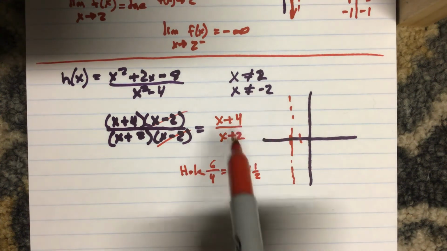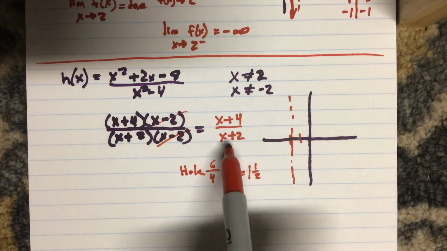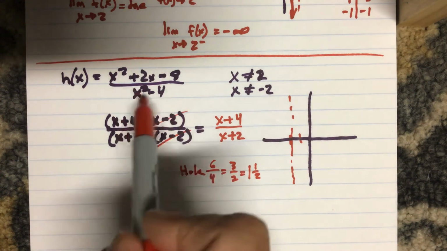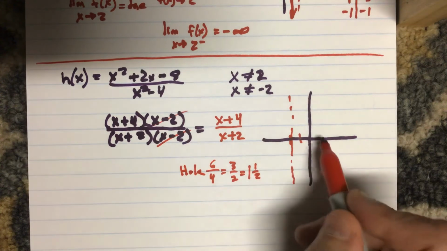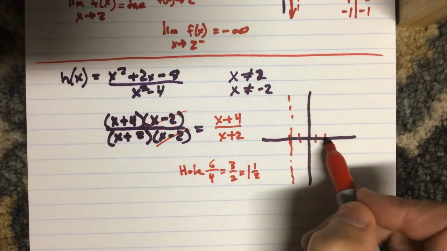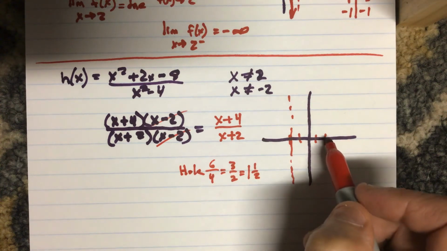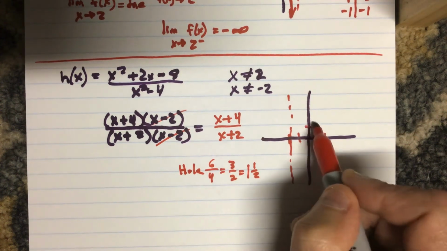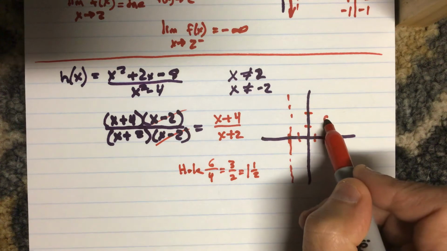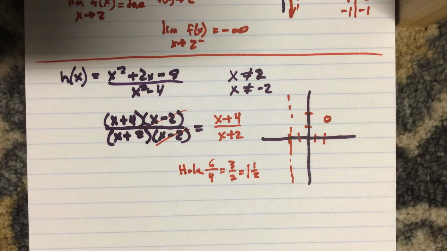Because I couldn't plug in 2 at the beginning, but now I can. So there's a hole at 2. So something is happening here at 2. So we can plug 2 in, and we get 1.5. So there's a hole right here in our graph. And of course, we can make a table and plug in some other values and get a feel for what this function looks like.